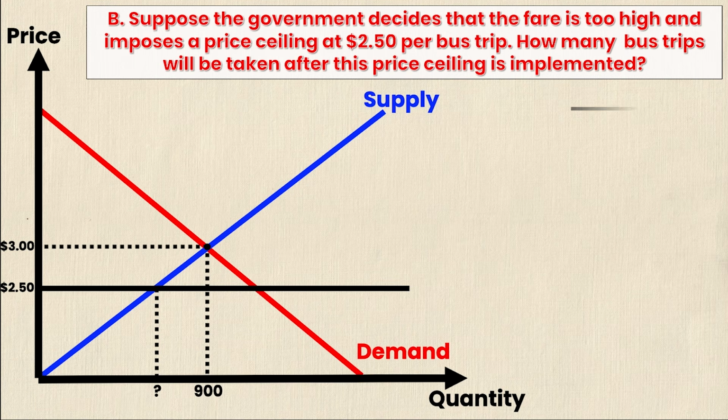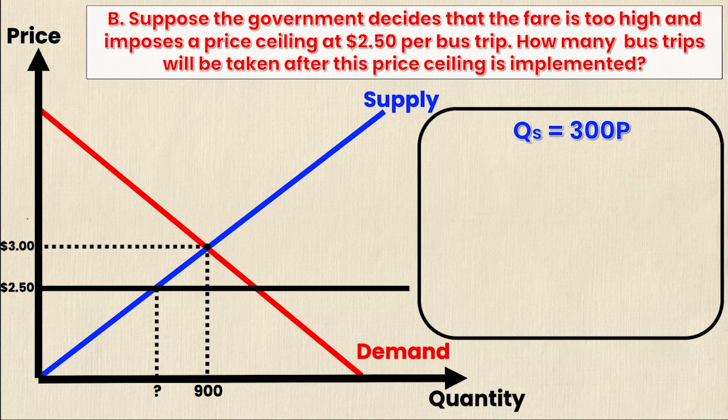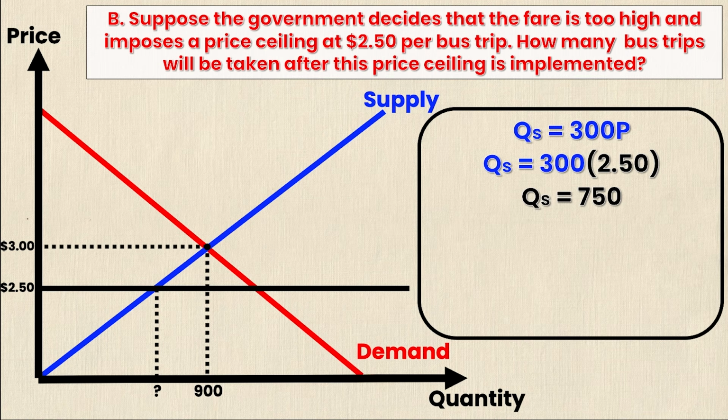It's actually much simpler than you might think. We're going to take our supply equation, which is representing the supply curve on the graph, and its QS is equal to 300p. We're going to take the price ceiling price and substitute it in for P. That's going to yield us 300 times $2.50, which is the price ceiling, and then QS, or quantity supplied, is equal to 750. And that is my answer.